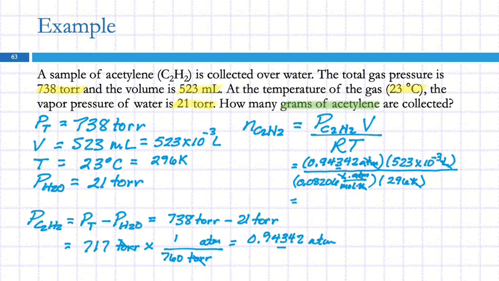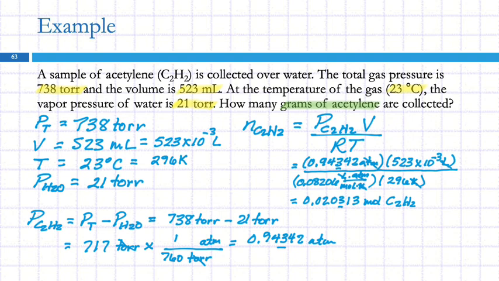Okay. So my pressure times my volume, and we get 0.02013 moles of C2H2. Are we done? We gotta get to grams. We're not quite done.